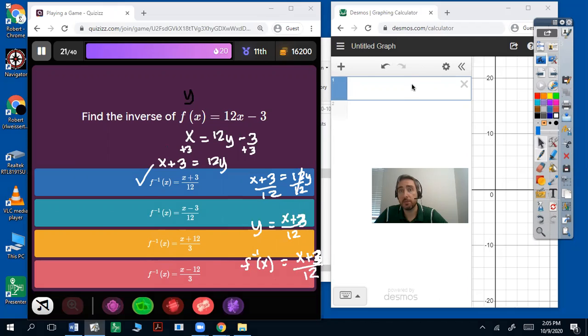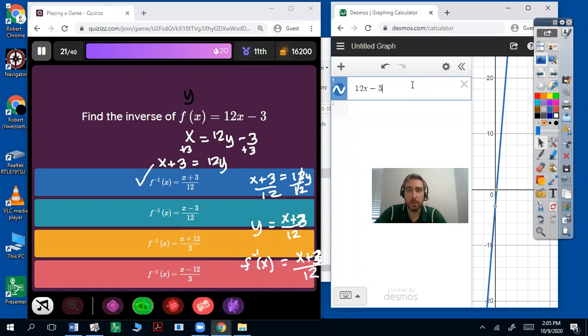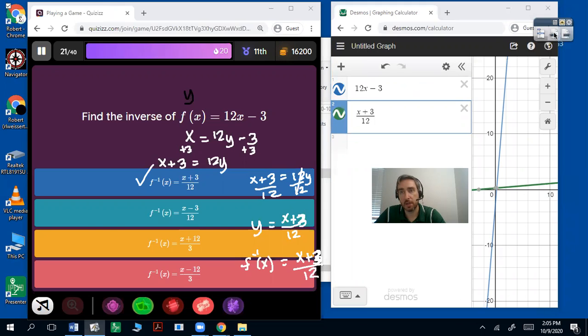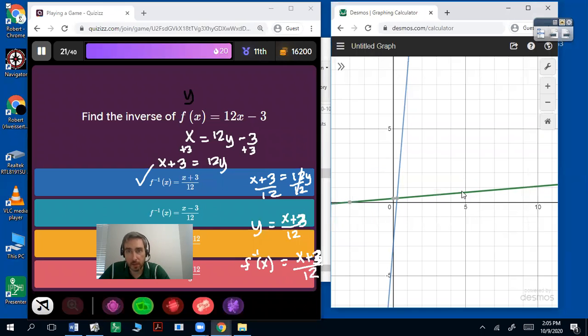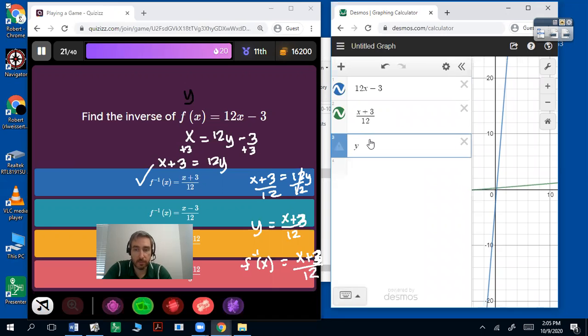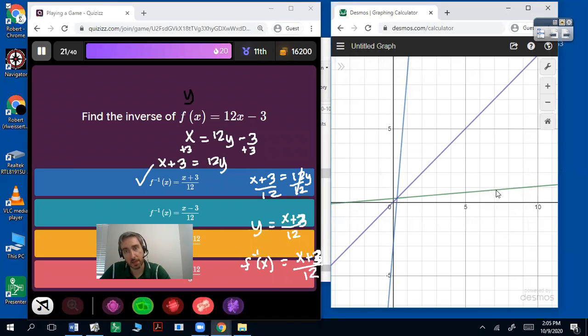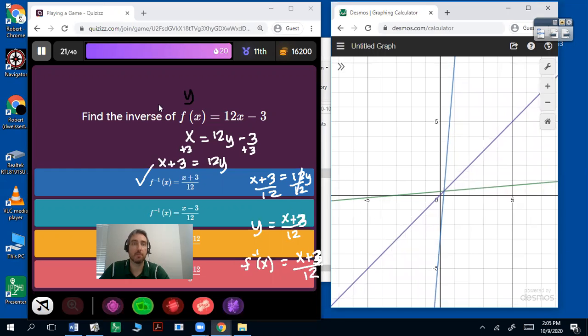Now, if you want to check graphically, you can put the original function in, 12x minus 3, and you can put a fraction bar, x plus 3 over 12, and you can see a little bit of a comparison of points. Negative 3, 0 would be the same as 0, negative 3. So those values switch, and it's the diagonal line y equals x that's intersecting it, splitting it in half. You can see that that is the case here.